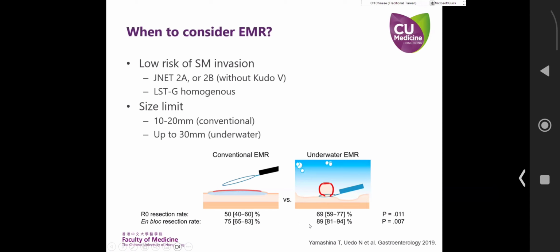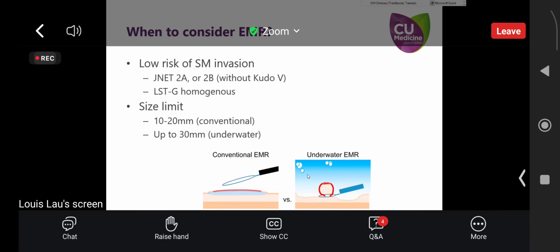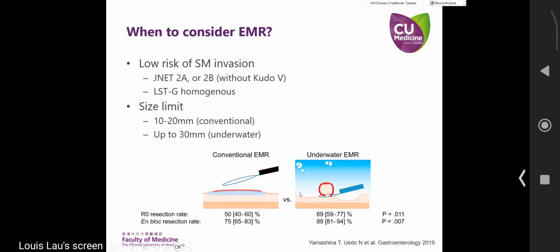In fact, the randomized trial also compared it with the conventional one for this type of intermediate size of lesion. You can see that underwater EMR can achieve a higher en bloc and R0 resection than the conventional one. So it is a very good technique to be mastered, in particular for these intermediate colonic lesions.